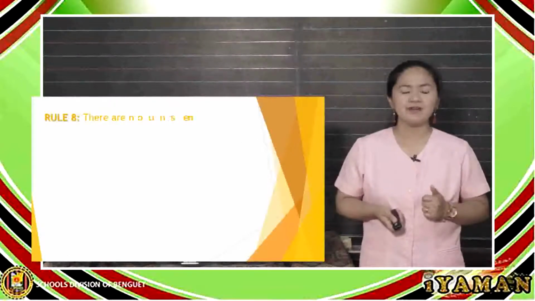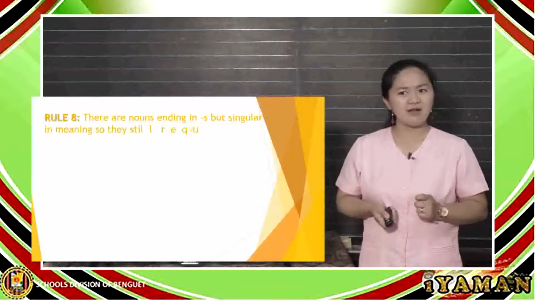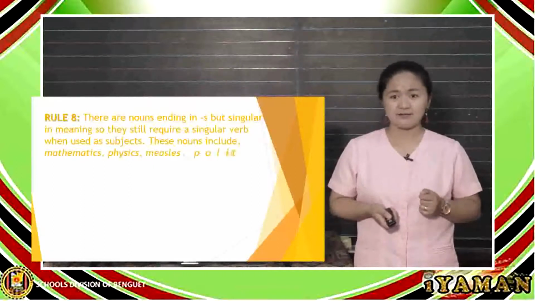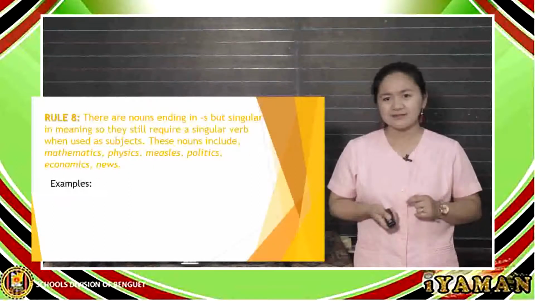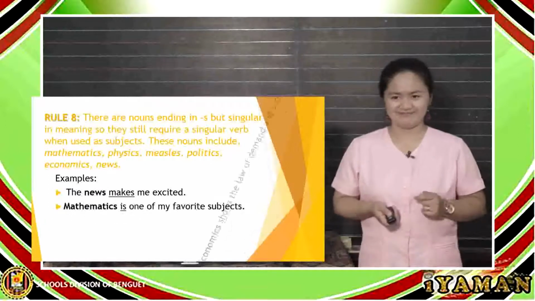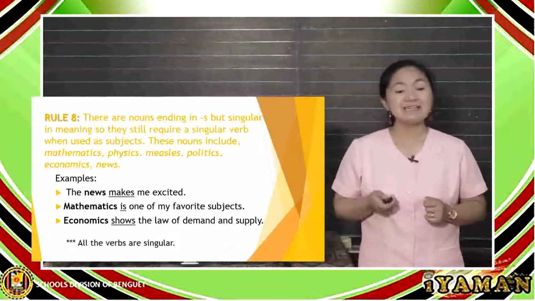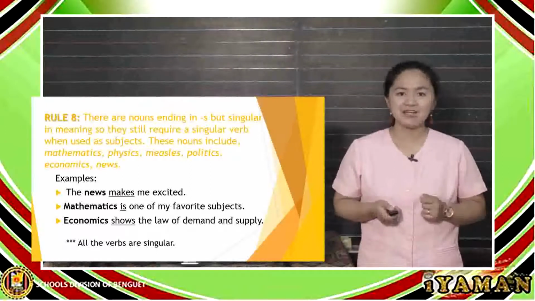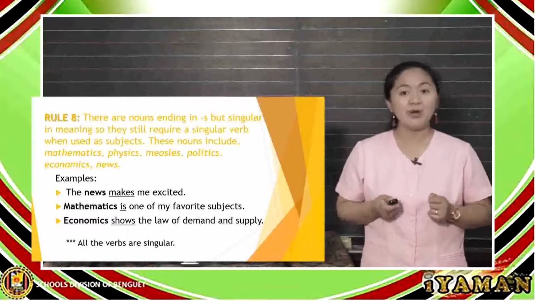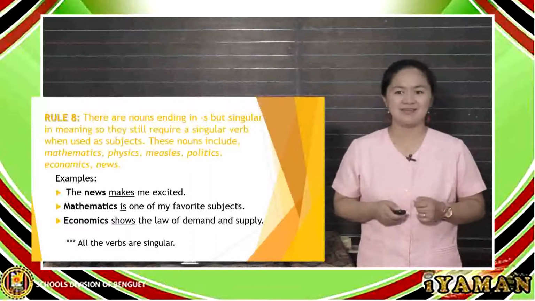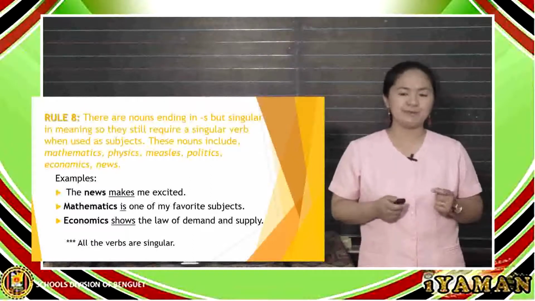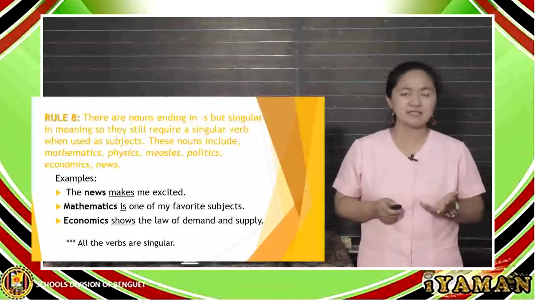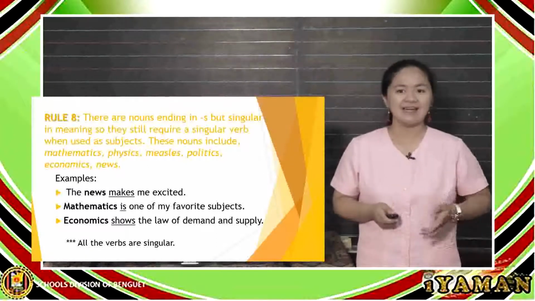Moving on. Are you aware that there are nouns ending in S but singular in meaning? Can you give examples? Good. There are nouns ending in S but singular in meaning. So, they still require a singular verb when used as subjects. These nouns include mathematics, missiles, politics, economics, news, physics.